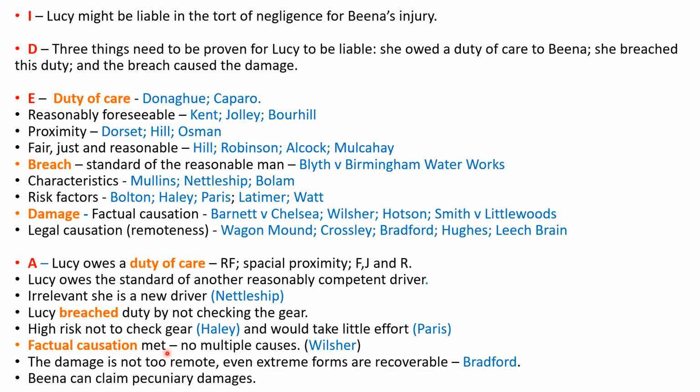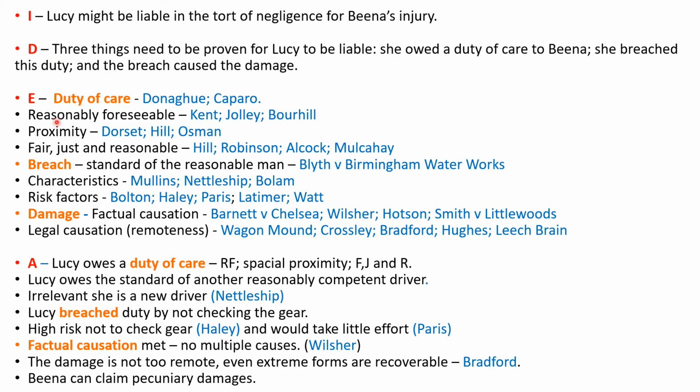And you talk about the fact that whiplash is not a remote injury from crashing in a car. And you could talk about even extreme forms of expected damage being recoverable. You could use the case of Bradford there. So even if Bina's whiplash was quite extreme in terms of how significant it was for her, it's still going to be recoverable. So you'd be concluding by saying that Lucy's met the three different elements for negligence. So Bina is going to be able to claim pecuniary damages for her injury.